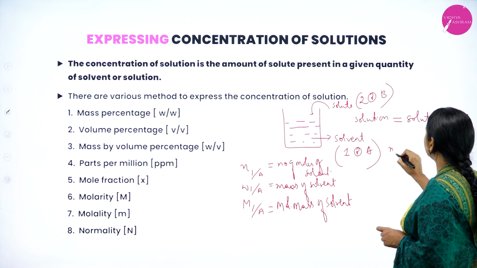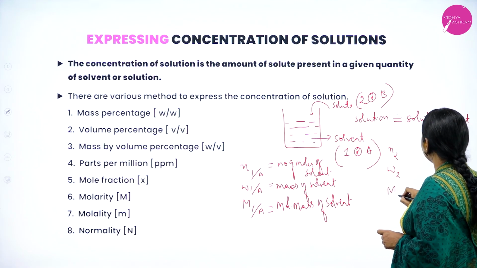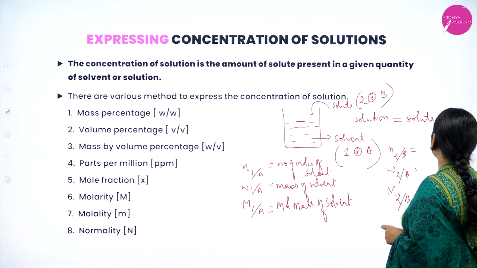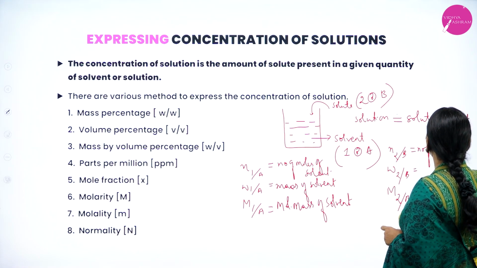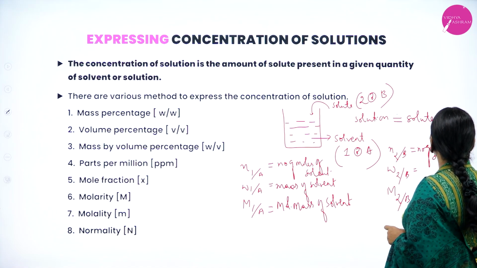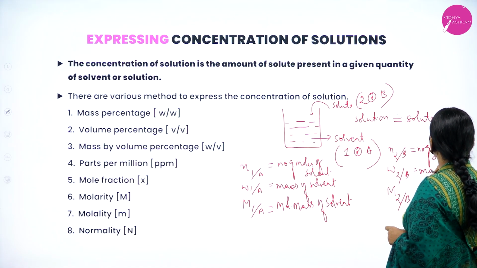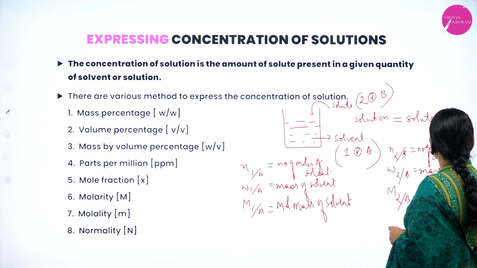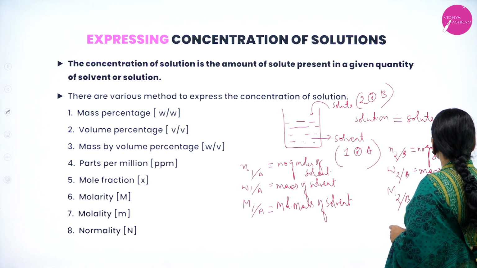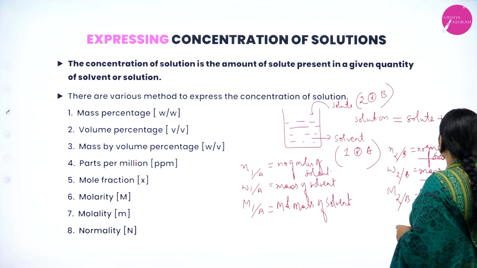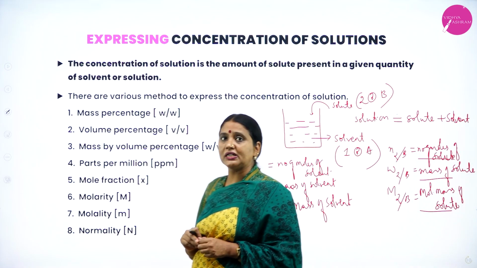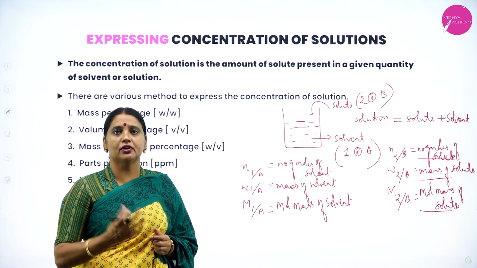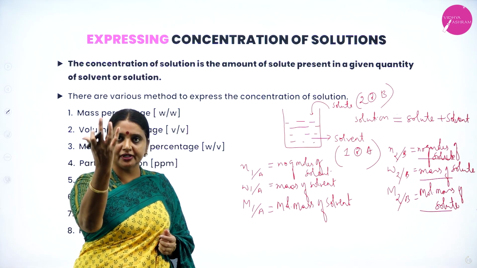If I take N2, W2, M2, or instead of 2, B: number of moles of solute, mass of solute, molecular mass of solute. So 1 or A stands for solvent, 2 or B stands for solute. Therefore, to prepare a solution, the first component should always be solvent.